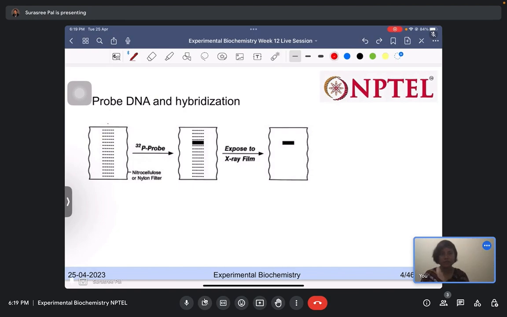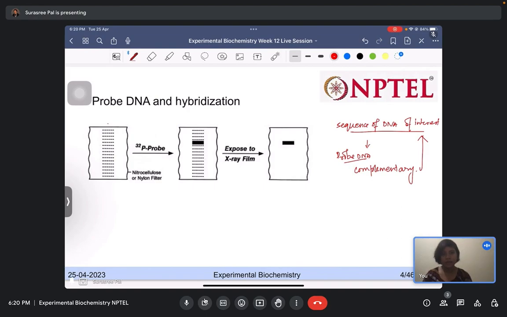So for this, what information do you need? The information that you will need is the sequence of the DNA of interest, right? The DNA of interest that we want to see, its sequence has to be known, and the probe DNA has to be designed such that it is complementary to this particular sequence, right? And also this probe DNA has to be labeled.